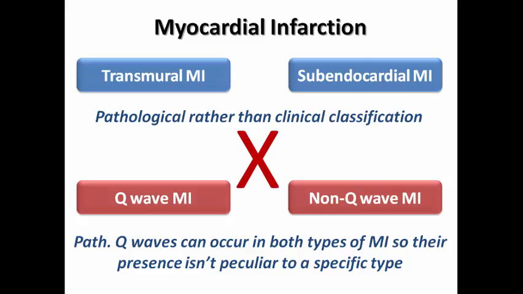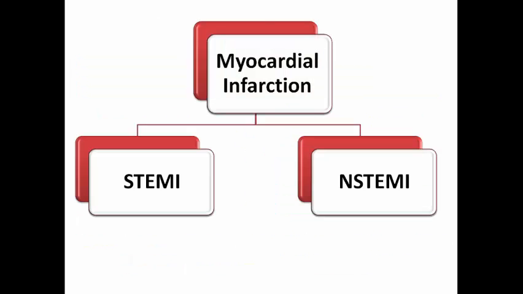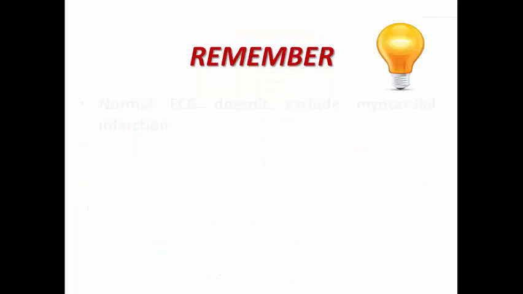So both these types of classification cannot be used to classify myocardial infarction, and so myocardial infarction is classified into STEMI and non-STEMI based on the presence of ST elevation and acute left bundle branch block, as we defined in the STEMI, or the absence of these features, which we call non-ST elevation myocardial infarction. And so the ECG classification is based on the presence or absence of ST elevation rather than the pathological classification or pathological Q waves.